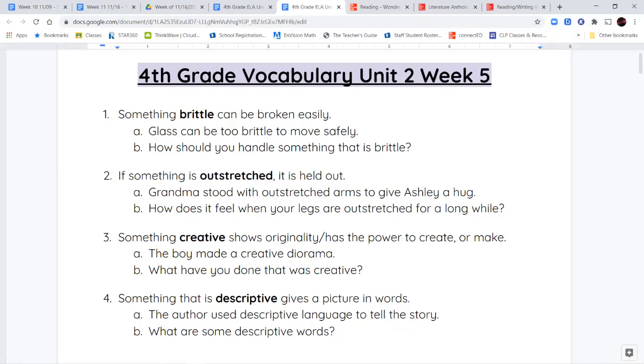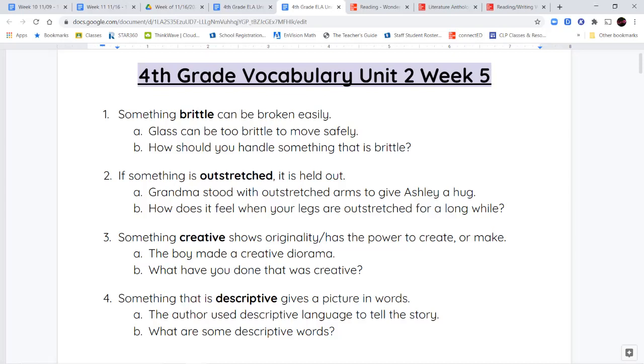poetry words. Now, your first vocabulary word for this week is the word brittle. Something that is brittle can be broken very easy. So glass can be very brittle. So if you think of like a snow globe, right? It's got really thin, very fragile, very breakable glass.